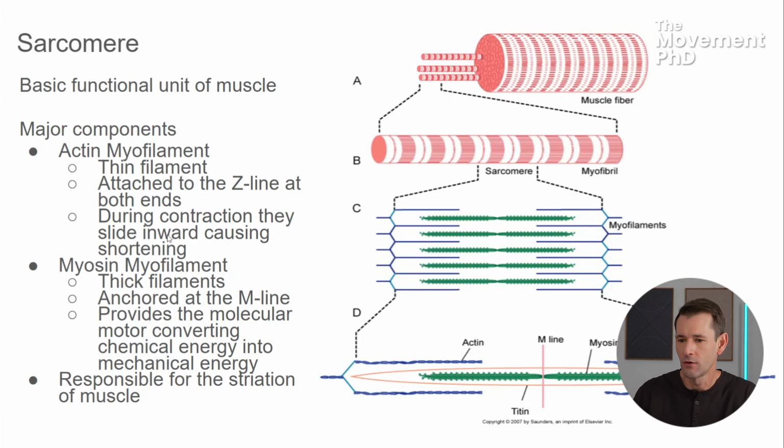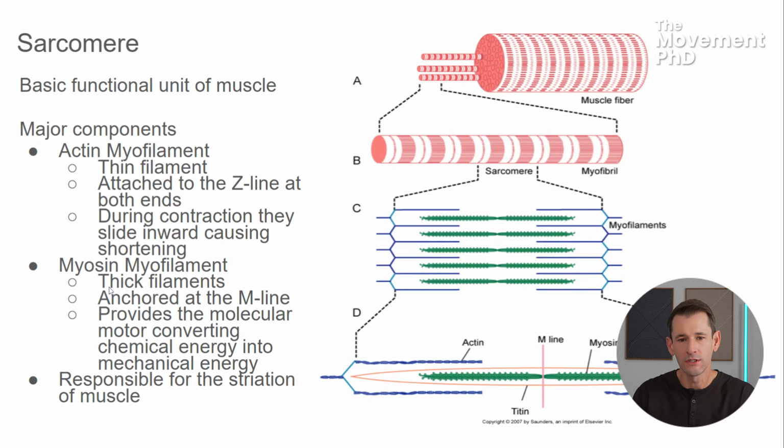Your myosin myofilament is the thick filaments. These are the motors for the sliding cross bridge theory. They provide the molecular motor that converts chemical energy into mechanical energy that allows our muscle to contract. These are anchored in the middle at this M line.